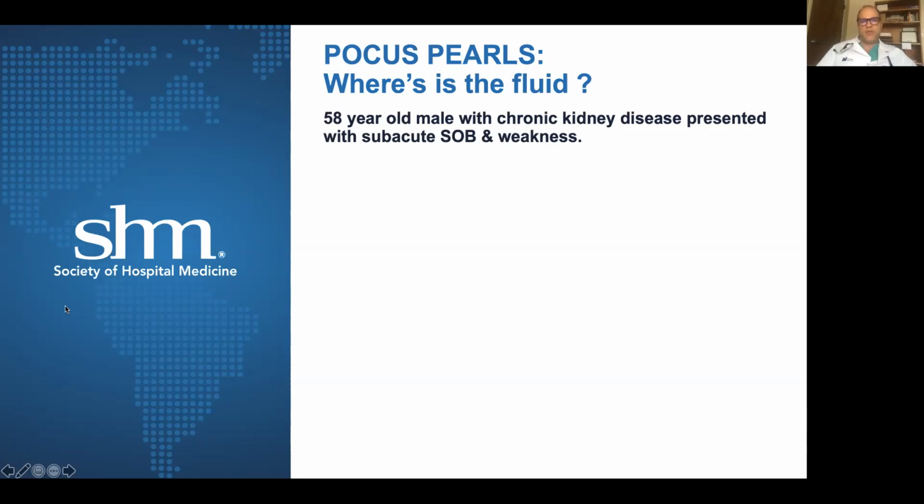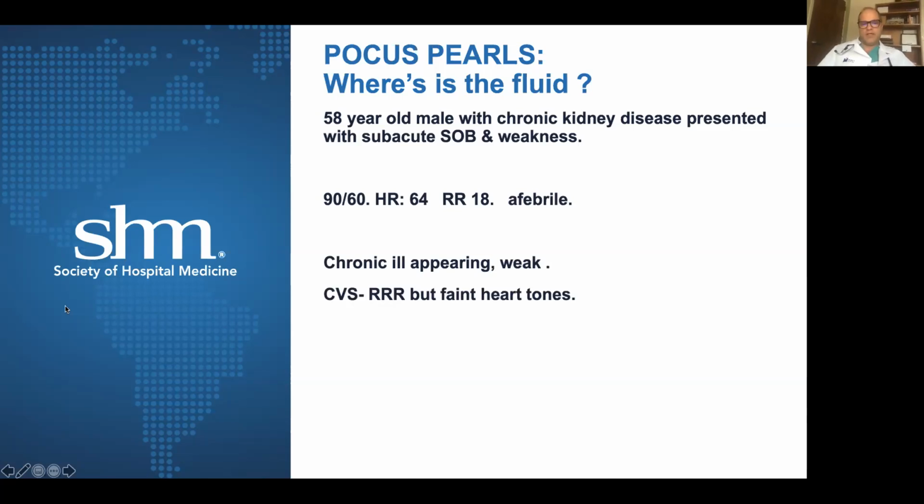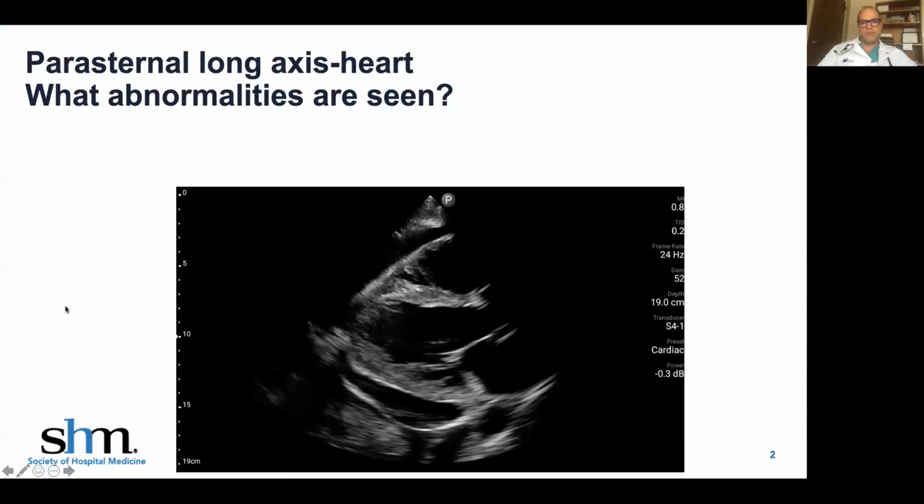This is a 58-year-old male that presented to our hospital with a history of chronic kidney disease and had subacute shortness of breath and weakness. Slightly hypotensive with a blood pressure of 90/60, a heart rate of 64, respiratory rate of 18. He was afebrile. He appeared chronically ill and weak. His heart showed faint tones, but a regular rate and rhythm. His lungs showed some rales at the bases and decreased breath sounds at the bases. He also had 2+ pitting edema in the lower extremity.